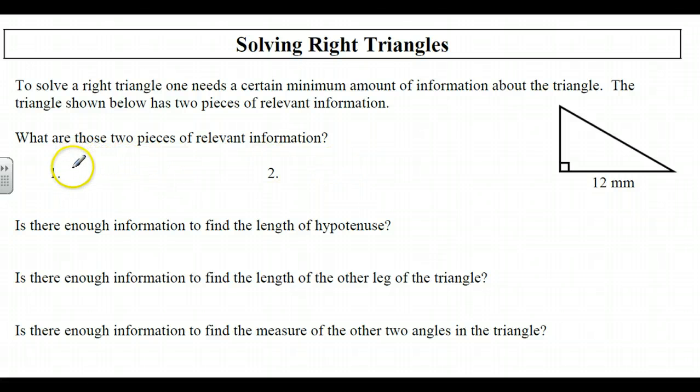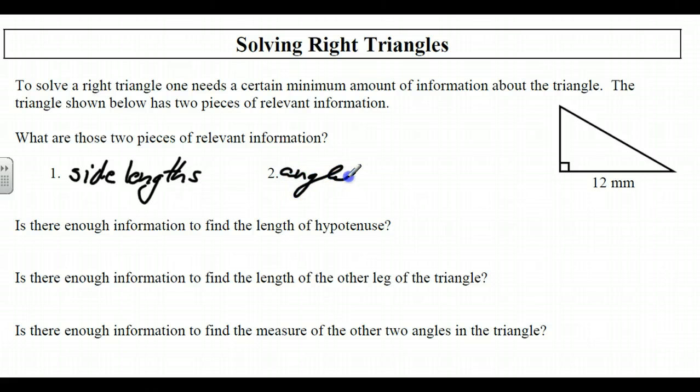So we need to have side lengths and angles. And in a triangle, we have three of these: three side lengths and three angles. I'm going to change colors here. Is there enough information to find the length of the hypotenuse? So this is the hypotenuse.